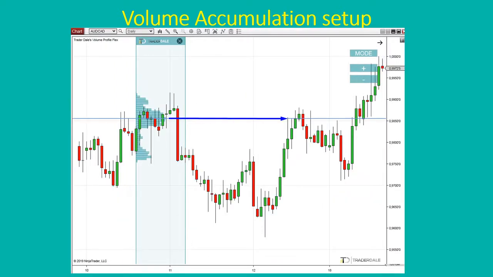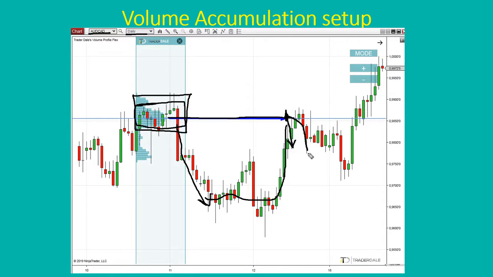Now let's have a look at another example of the volume accumulation setup. In here there was a rotation followed by aggressive selling activity. This is Australian dollar, Canadian dollar, again daily chart. And if you draw the flexible profile over this area, over the rotation, then you can see that the heaviest volumes within the rotation were right there at this level. So you draw a line there and you wait for a pullback. In here, the price hit the level, you entered short there. This was the reaction. Also, there was a bigger reaction afterwards in here and in here.